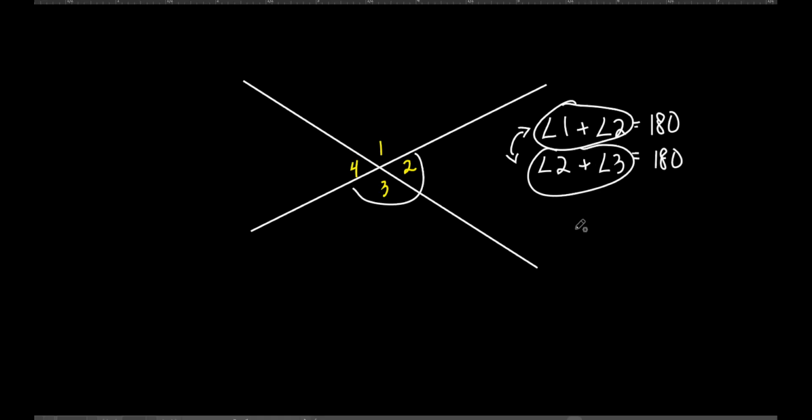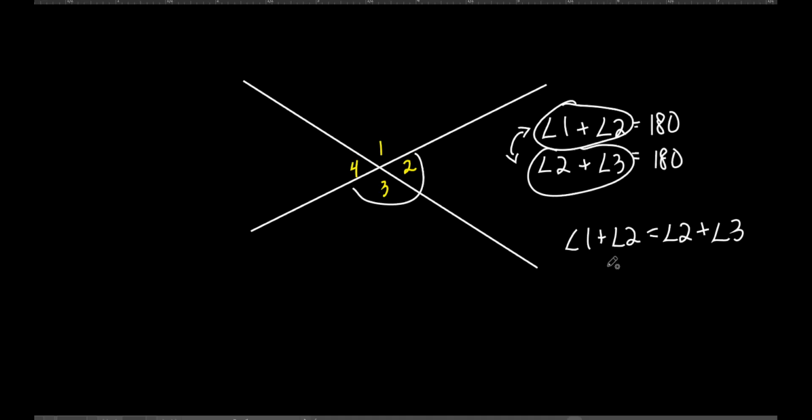Yes? All right. If you don't see it, it's fine. But some of you will. So what I'm going to do is I'm going to set these equal to each other. So angle 1 plus angle 2 equals what? Angle 2 plus angle 3. Right? Would you agree? Because this is 180 and this is 180. So that means 1 and 2 have to equal 2 and 3.